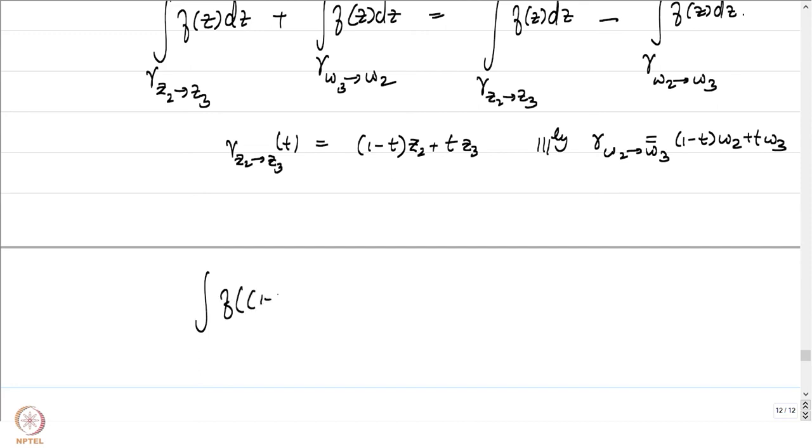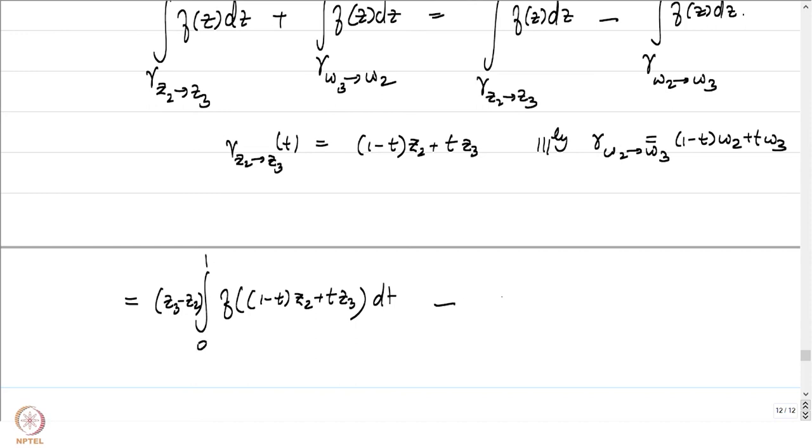This is going to be f of (1 minus t) times z2 plus t times z3. This is a straight line path. Remember, it is a straight line path and hence it is going to be smooth. And gamma prime of t is just going to be equal to z3 minus z2, which is not dependent on t, from 0 to 1.